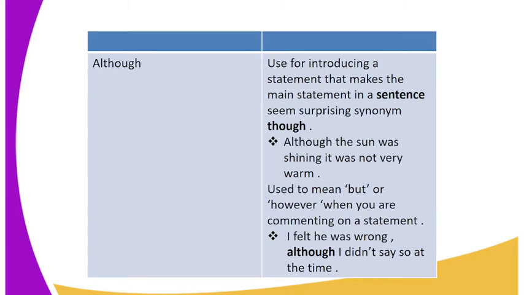We have although. It is used for introducing a statement that makes the main statement in a sentence seem surprising. For example, although the sun was shining, it was not very warm. So there we have used although in that example. Then it is used to mean but or however when you are commenting on a statement. For example, I felt he was wrong, although I didn't say so at the time.